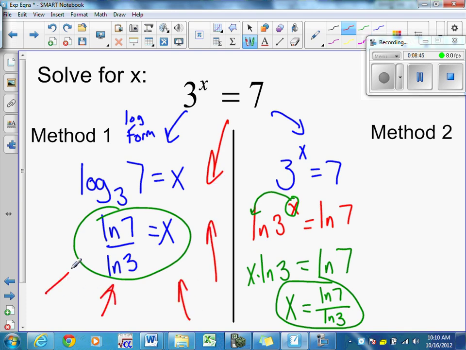Personally, I am going to do this method most of the time. I just like to write it in exponential form and use the change of base formula. Method 2 works just as well. I'm going to stay with method 1 here. You can use whatever one you want. As long as you get the right answer, I don't care.